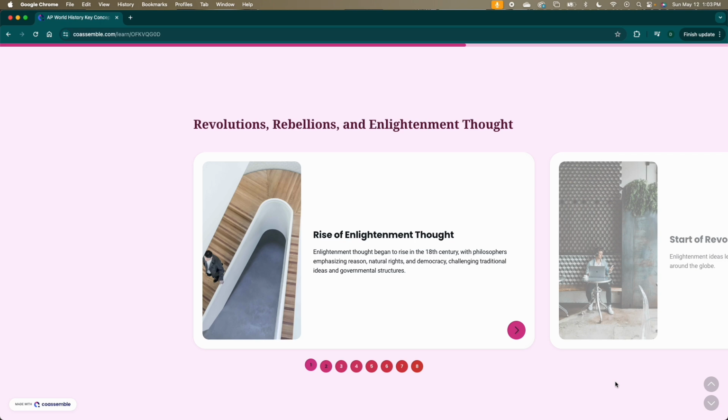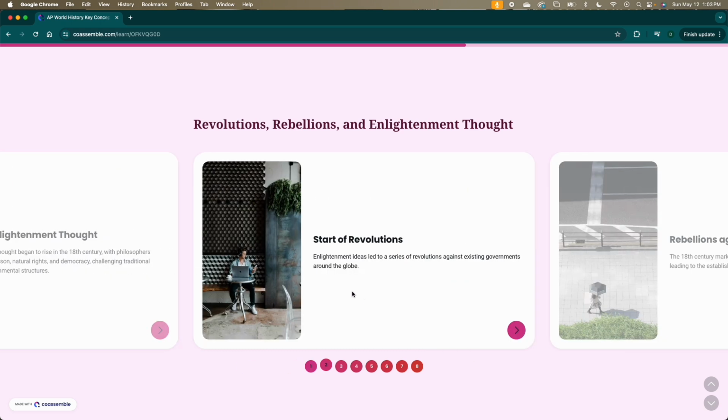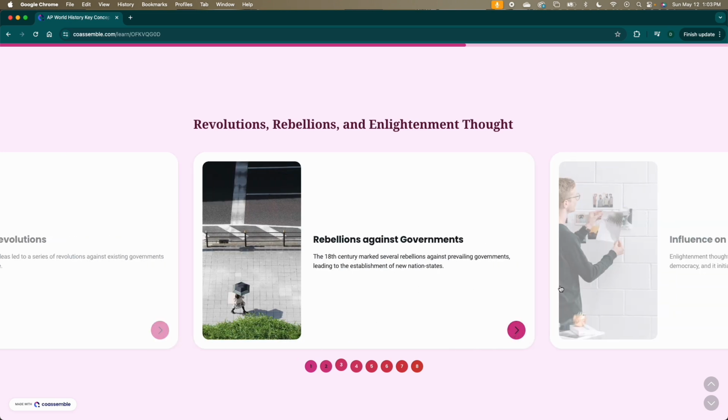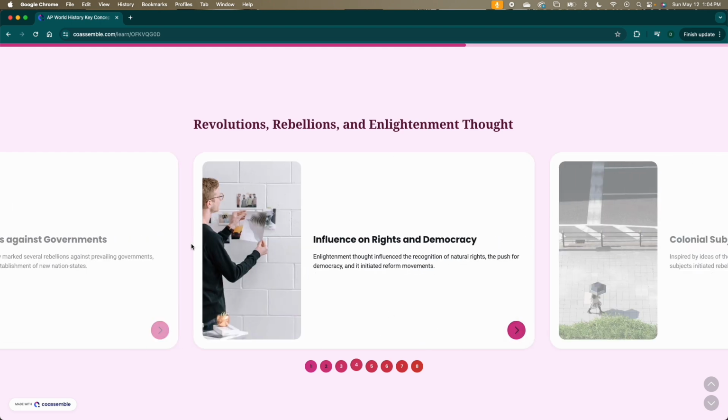So the rise of Enlightenment thought. Enlightenment thought began to rise in the 18th century with philosophers emphasizing reason, natural rights, and democracy. Once again, a lot of this is touched upon in AP US history too, so try to retain specifically these ideas in your head for next year, and challenge traditional ideas and government structures. So to start revolutions, Enlightenment ideas led to a series of revolutions against existing governments around the globe. The 18th century marked several rebellions against prevailing governments, leading to the establishment of new nation states. And Enlightenment thought influenced the recognition of natural rights, the push for democracy, and it initiated reform movements specifically in Europe.